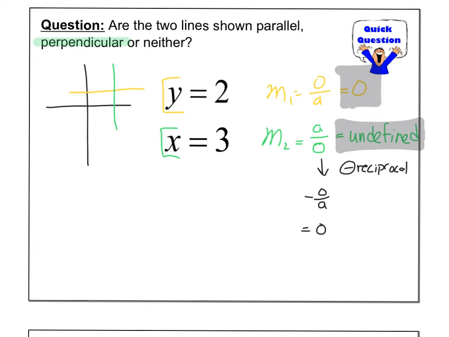So if I had asked you to give me the perpendicular line of x is equal to 8, well, the slope here is undefined, which means I just need a slope of 0, and I could pick any number. Let's go with 20. And so these two would be perpendicular, because one's a vertical line with an undefined slope, and one's a horizontal line with a slope of 0.